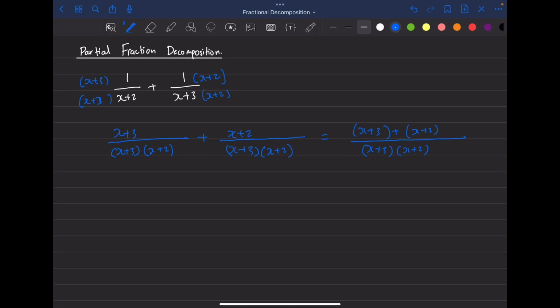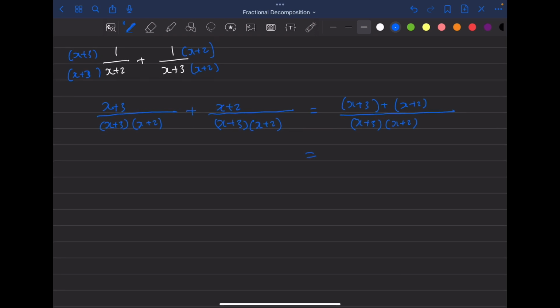And from here we can simplify a bit. So the top, or the numerator, will give us 2x plus 5, and the denominator would stay the same as x plus 3 and x plus 2. And yeah, we're done. So you probably already know how to do this.